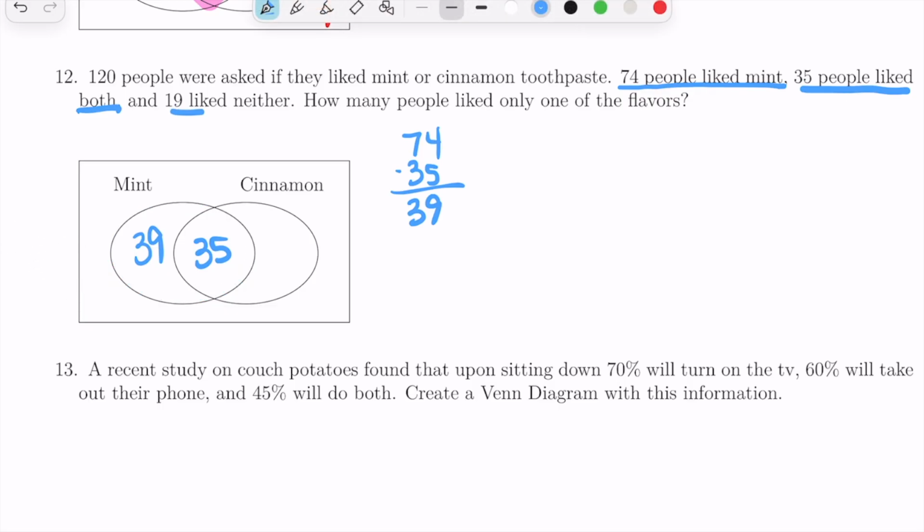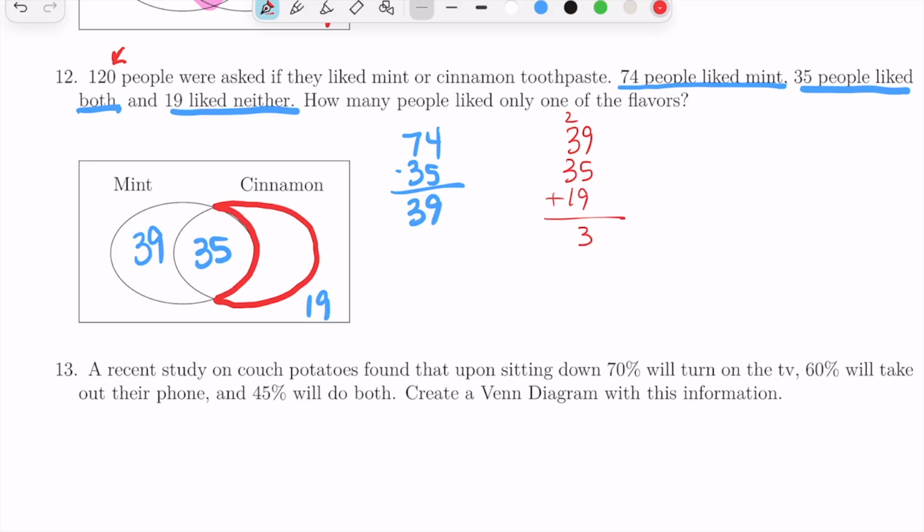The next thing I'll do is 19 people liked neither, so I'll put 19 on the outside. I only have one section left to figure out, and that's this part right here, the people that like cinnamon exclusively. I do know that I should have 120 people, so if I add together 39, 35, and 19, I think I get 93. And then I know that I had 120, so I'll do 120 minus 93 and get 27. So 27 belongs here in this red spot.